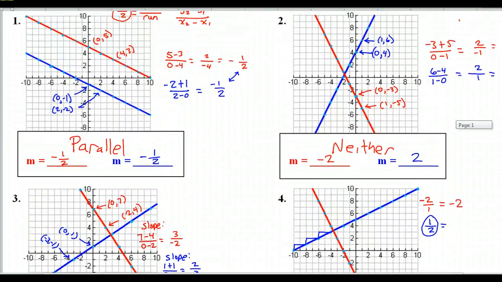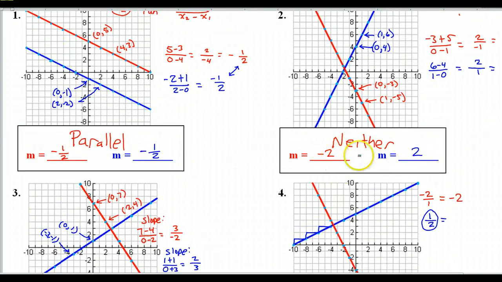Alright, let's look back at these cases that were neither parallel nor perpendicular. Like these slopes are opposite in sign. One's positive and one's negative, but yet they're not perpendicular. I mean, they're obviously not parallel because they're not the same, but why are they not perpendicular? They're opposite, so what's missing?